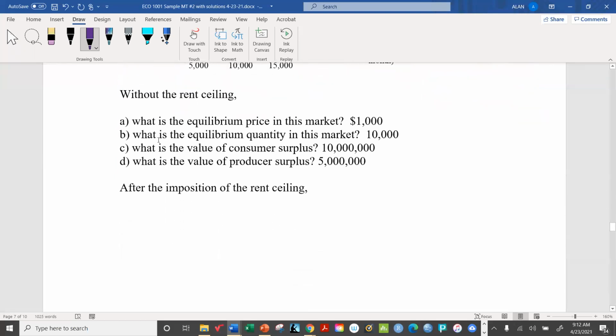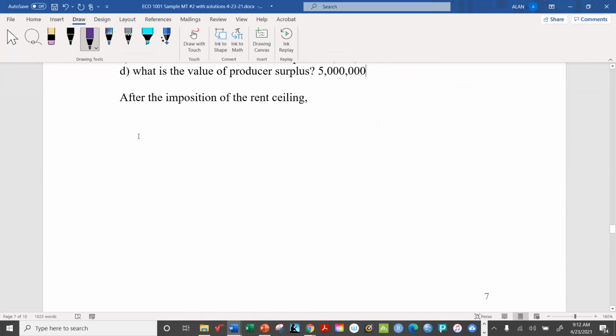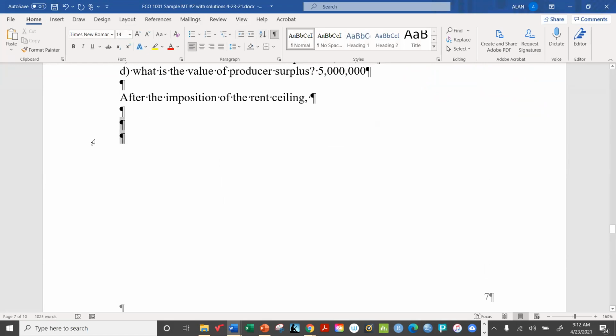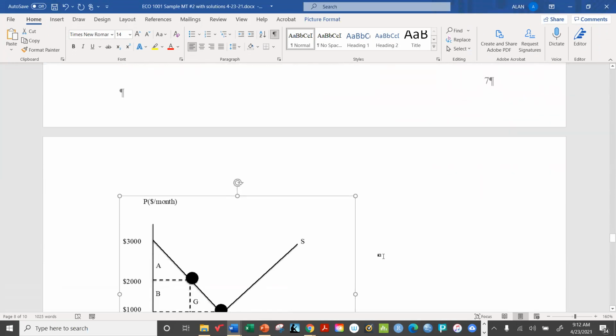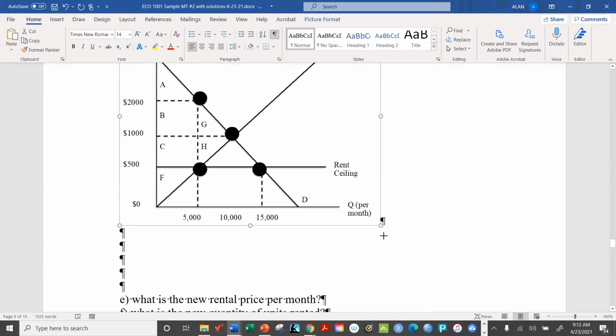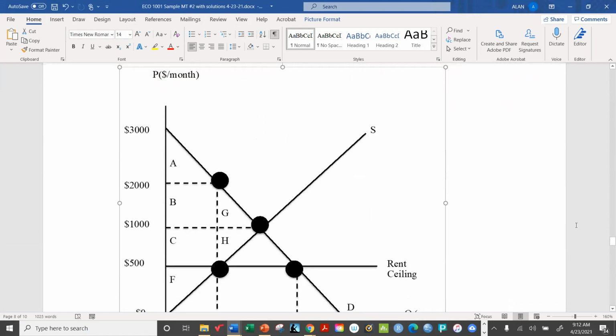Okay, so let's come down here. Let's see. I don't know if this is going to fit, but we'll give it a shot. No, that's all right. It doesn't have to be on the same page.